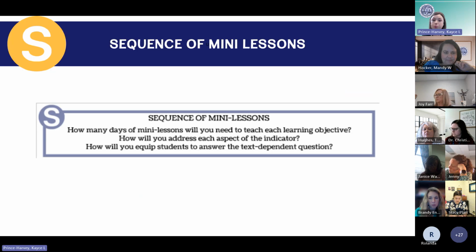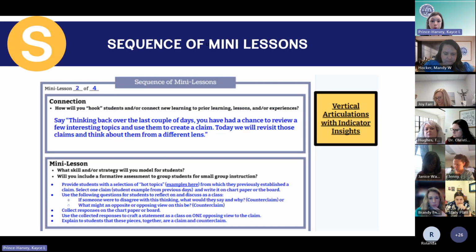And how do I get there? I get there through my sequence of mini lessons. So here's where we're going to plan out how many days of mini lessons we might need, how we're going to address each aspect of the indicator, and how we'll equip students to answer that TDQ. So we'll look at an example here. Let's say that I've planned out 4 mini lessons.